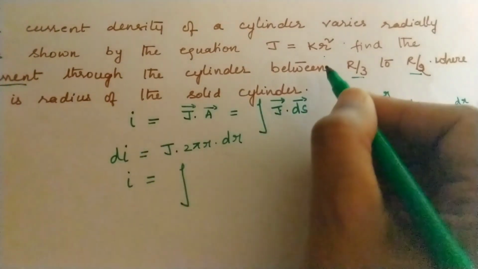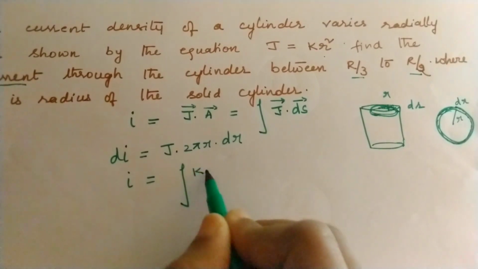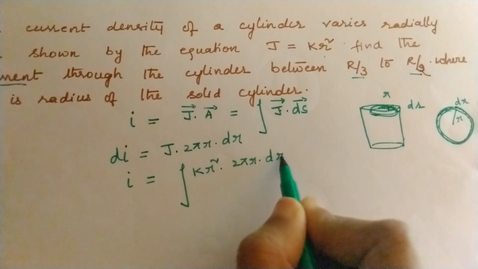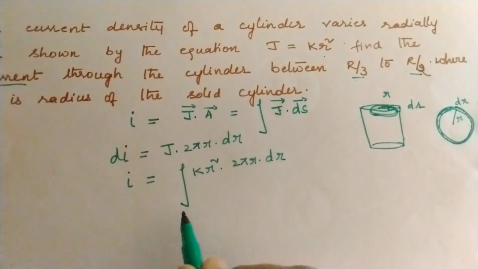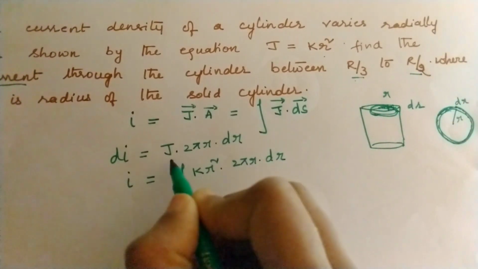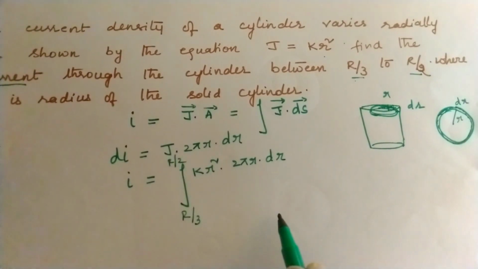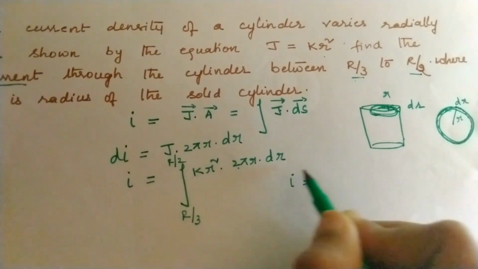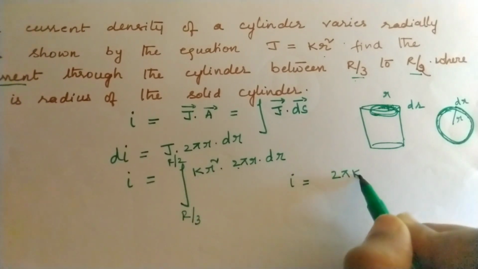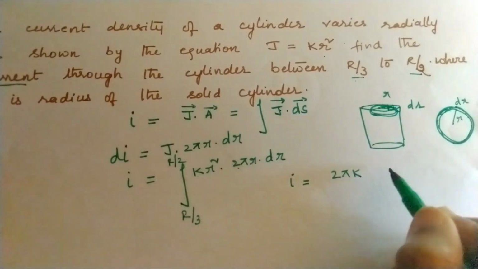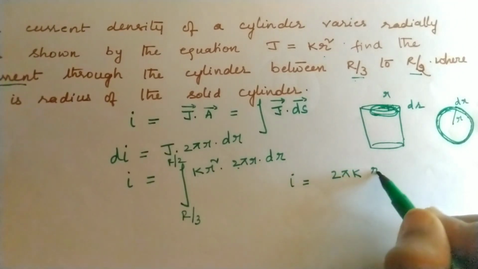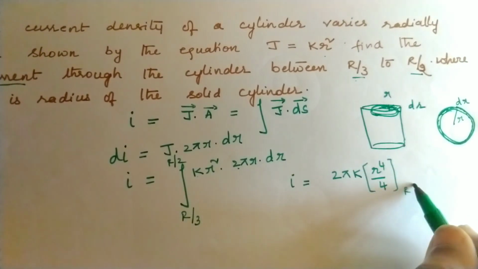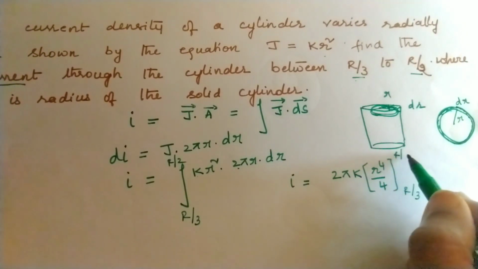What to replace J as, according to the question? K into r square into 2 pi r into dr. Limits are from R by 3 to R by 2. Simplify this. K is constant, 2 pi is constant, so 2 pi K I am writing outside. r square into r is r cube. The integral of r cube is r to the power 4 by 4. And put the limits, R by 3 to R by 2.